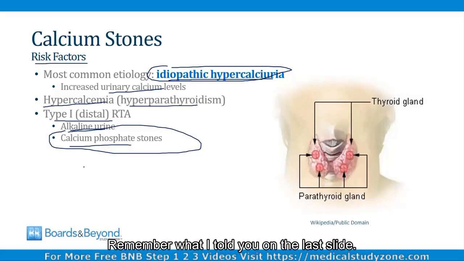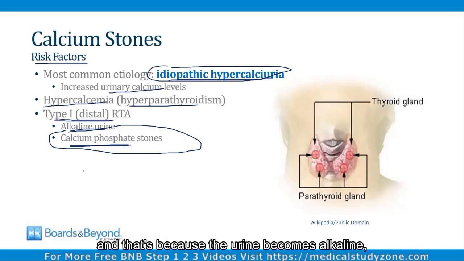Remember what I told you on the last slide. Most patients with calcium stones form calcium oxalate stones. It's a very small minority that form calcium phosphate stones. But one group that is especially prone to calcium phosphate stones are patients with the rare type 1 RTA, and that's because the urine becomes alkaline, and an alkaline urine is a setup for a calcium phosphate stone.